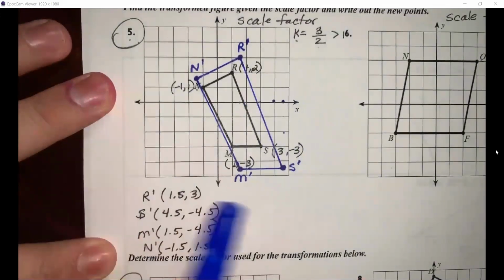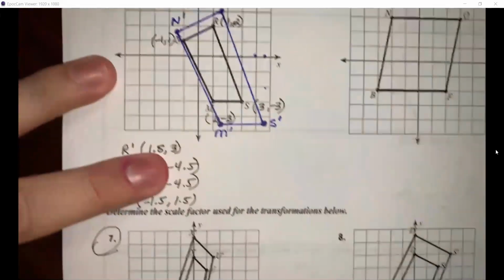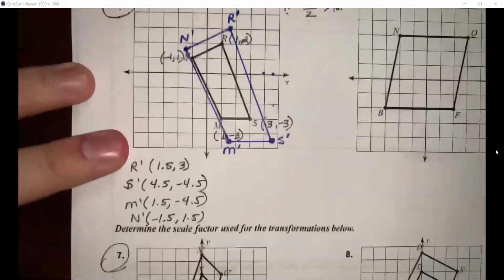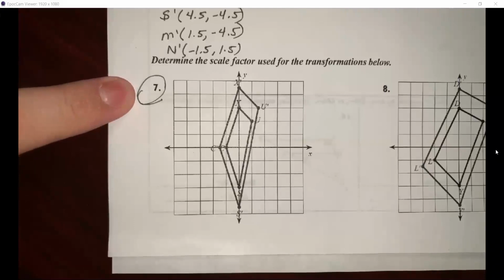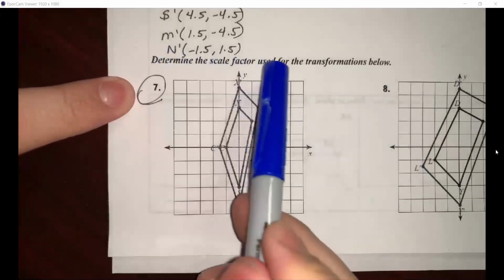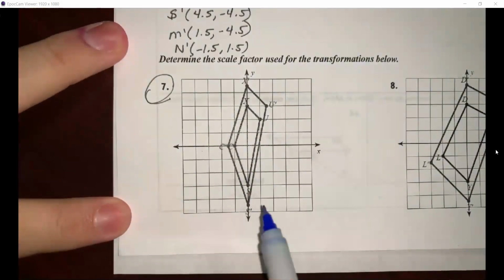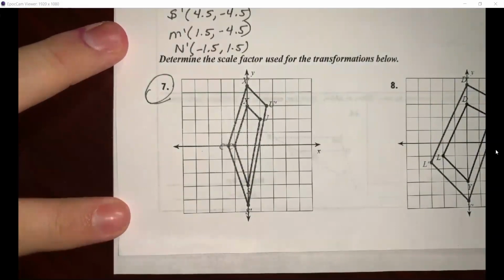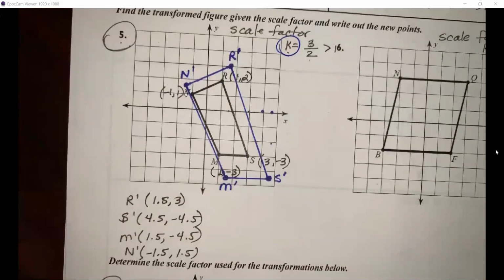But anyway, so there you go. I went ahead and expanded my figure out by that much. All right. So now if I look at number 7, this one says determine the scale factor used for the transformation below. You'll notice here that they already drew the 2 figures for you. Now you have to decide what was the K value that they used to make that happen.